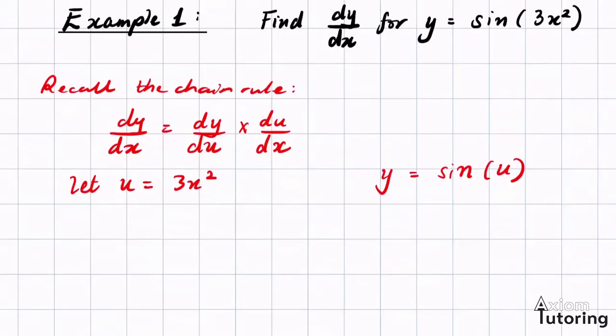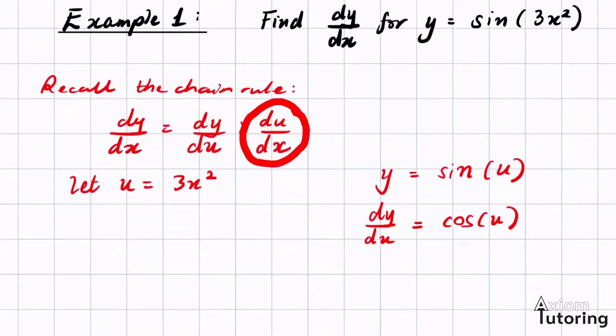So now we can try and find dy over du. So let's differentiate this with respect to u. Well, when we differentiate sine u with respect to u, we get cos of u. So now we have our dy over du, which we're going to use when we apply the chain rule. And now we want to find du over dx. So if u is 3x squared, du over dx, well, we're just going to use our knowledge of differentiating powers of x. So we're bringing down the power, multiplying it by the coefficient, and then taking away 1 from the exponent. So then we get 6x.